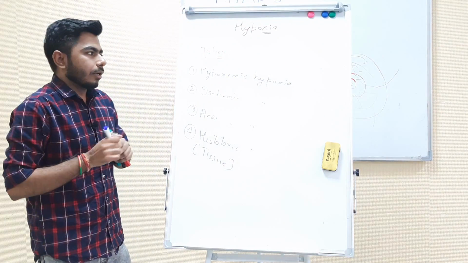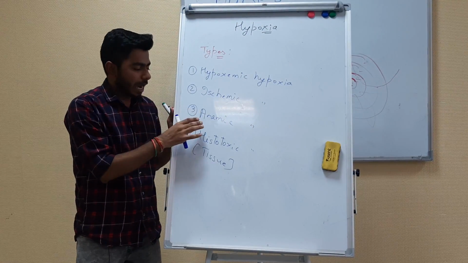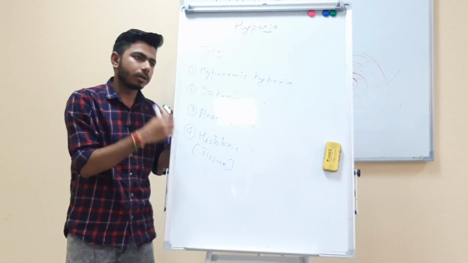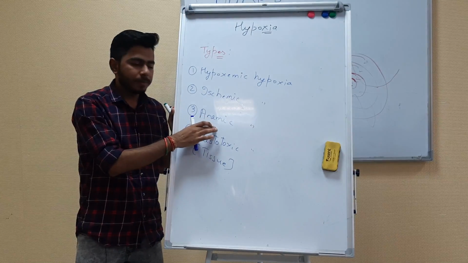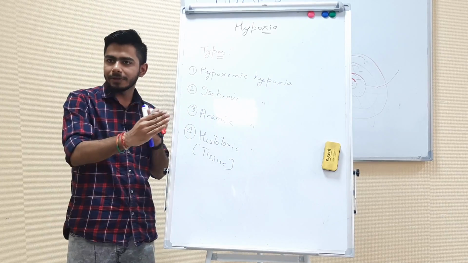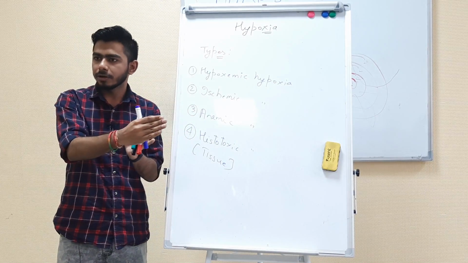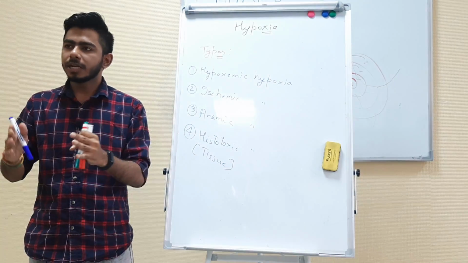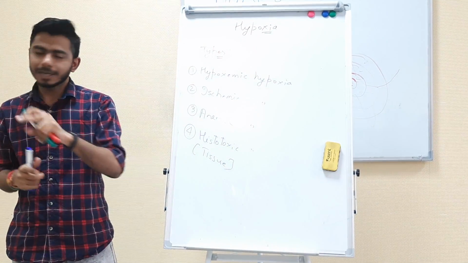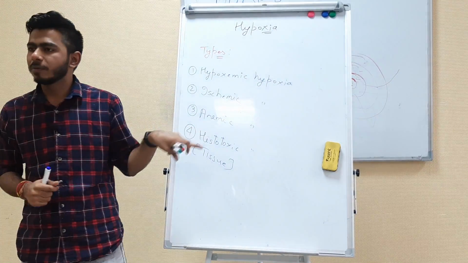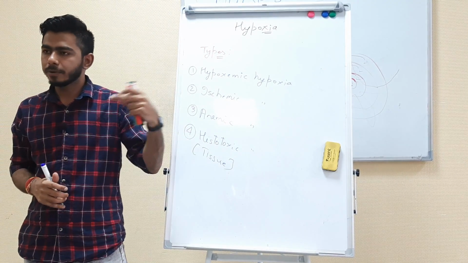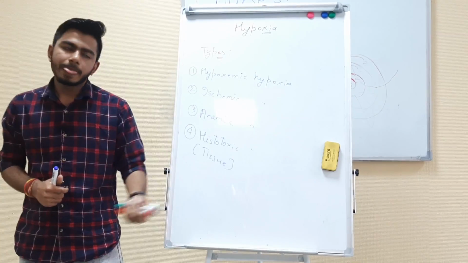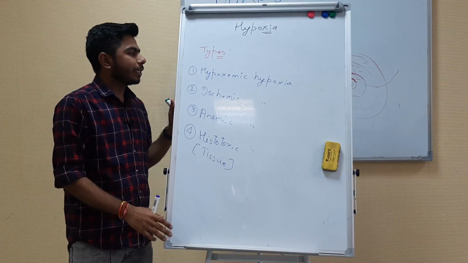Now remember, we will be elaborating each and every type. But remember that anemic hypoxia is a different kind of hypoxia, and anemia is a different topic. Anemia is a very wide topic, and at the same time it is very important. We will have a separate class on anemia, with the different kinds of anemia, for example hypochromic anemia, normochromic anemia, hyperchromic anemia, right? So let's elaborate each and every one.